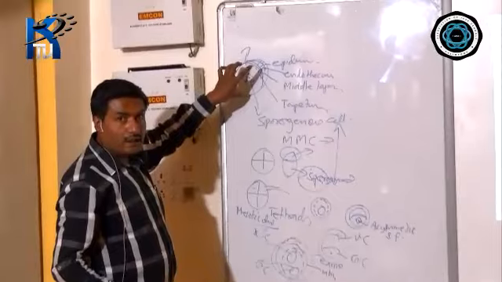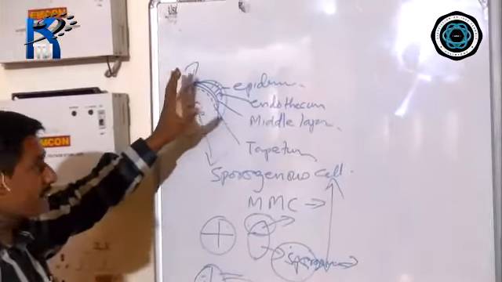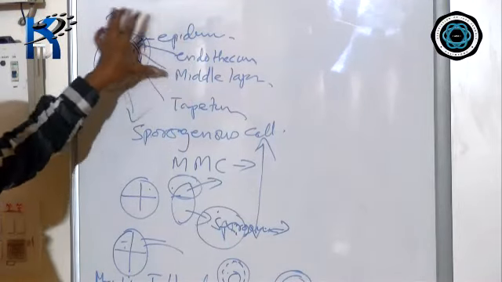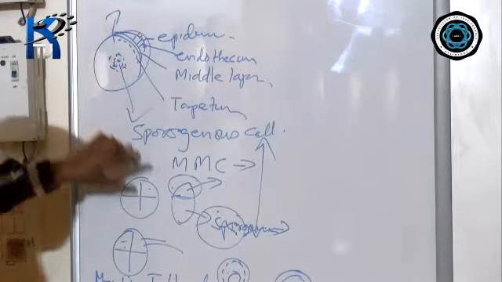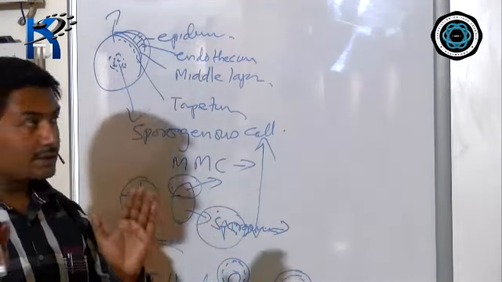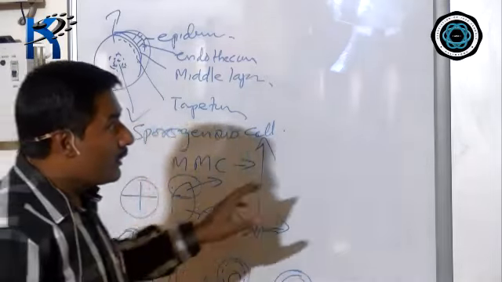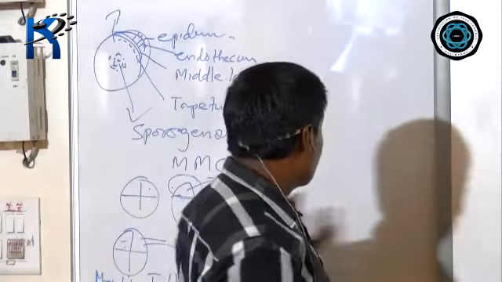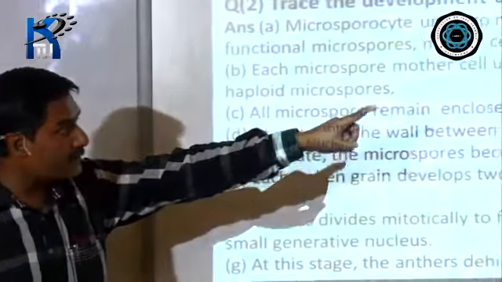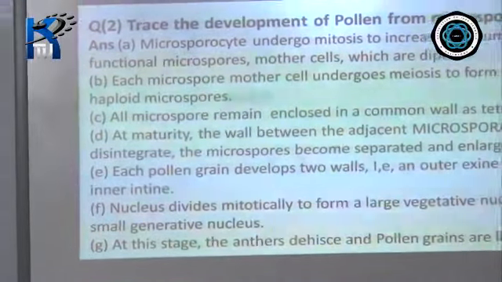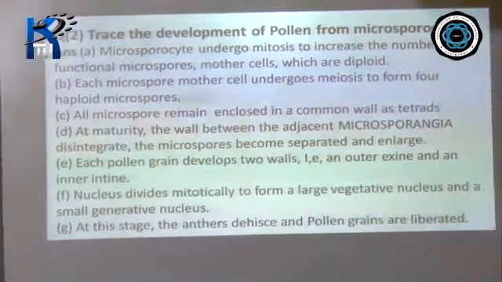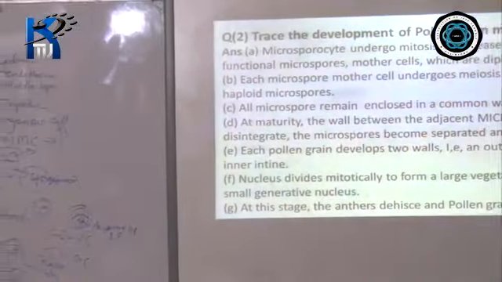From the parenchymatous cell, the archesporial cell will divide into two. One part will go for the formation of the pollen sac, and the inner part, that is the sporogenous cell, will undergo formation of microsporocytes, which are diploid in nature. Number 2, each microspore mother cell undergoes meiosis to form four haploid microspores. The lower part will undergo meiotic division, and tetrads will get formed.